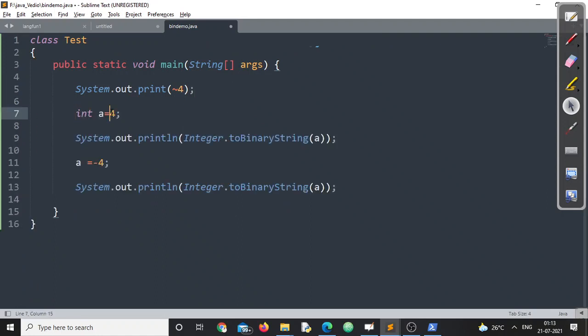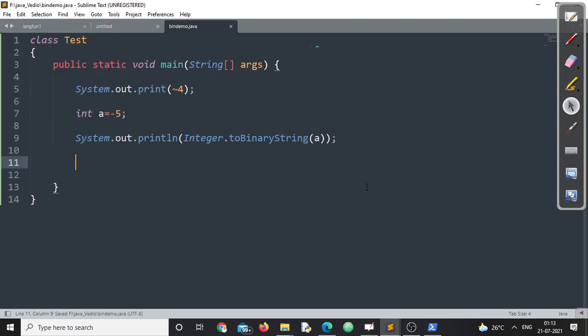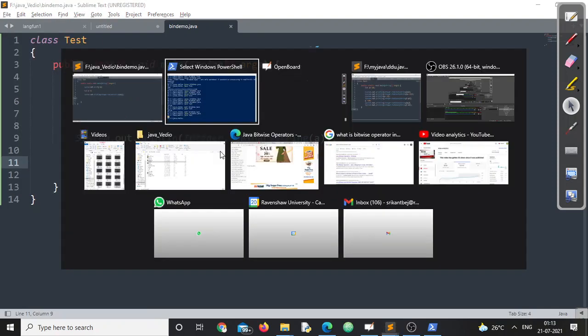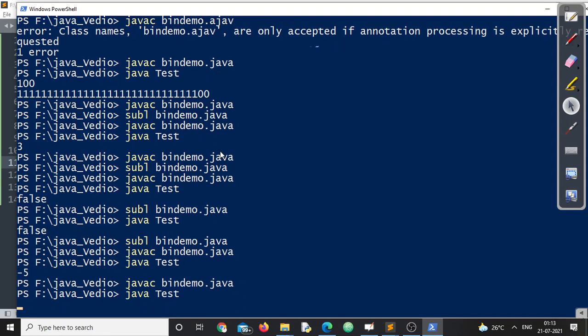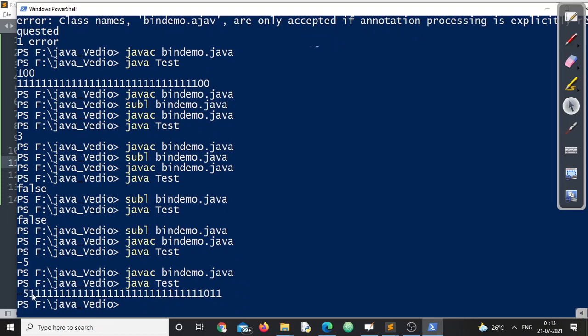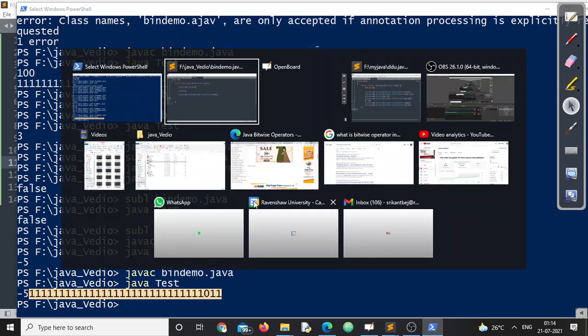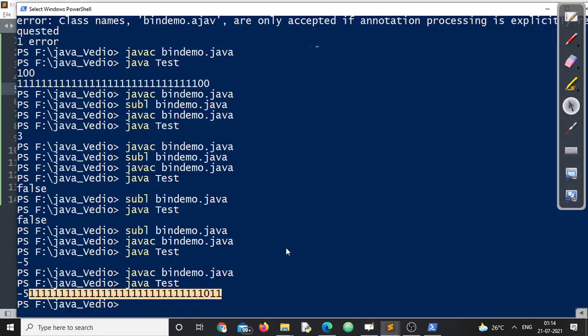Suppose I am writing a is equal to minus 5 here. Let me erase this one. Let us find out. If you want to see the difference, we can do that. The code compiles fine. Let me test. So this is how minus 5 is stored: 1, 0, 1, 1 followed by all ones. This minus 5 is actually for the first line, right? Now, let me copy this one.